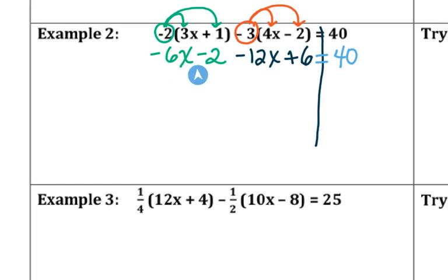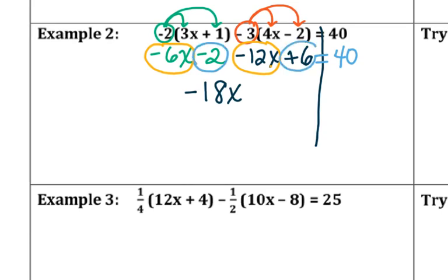On this left-hand side, we now have some like terms that we need to clean up. In the very first week of school, we talked about combining like terms. So I took my x's. If I have negative 6x's and minus 12x's, that means that I have a total of negative 18x's. I do the same with my constants. If I have a negative 2 and a positive 6, I can put those together, and that gives me the number positive 4.